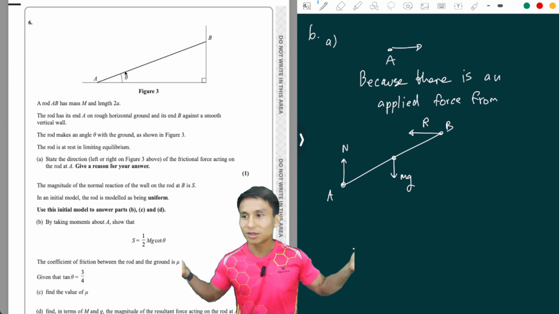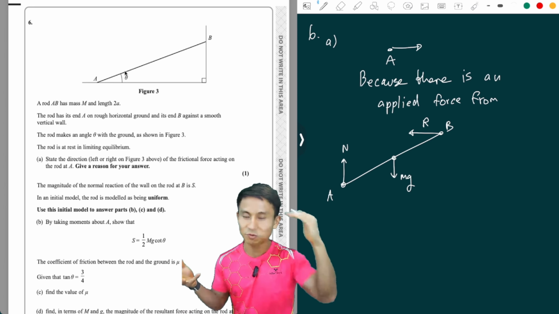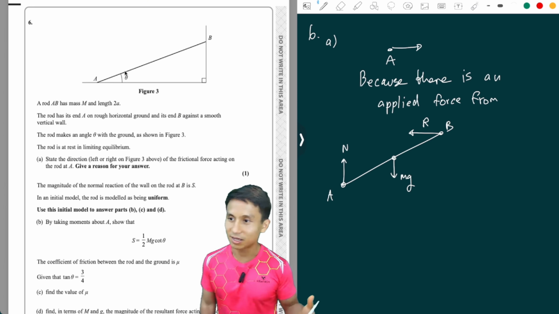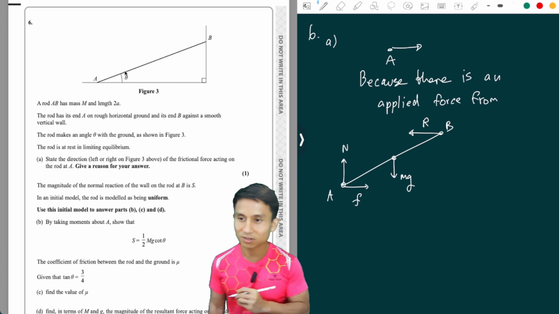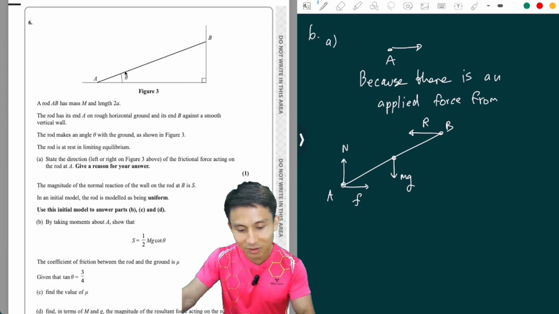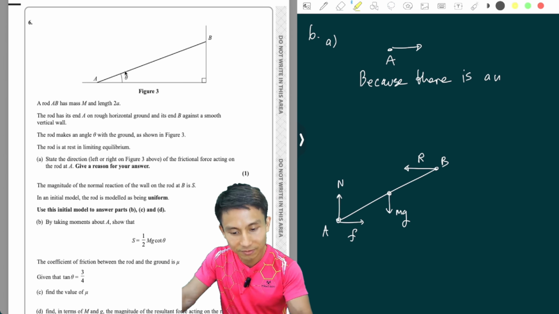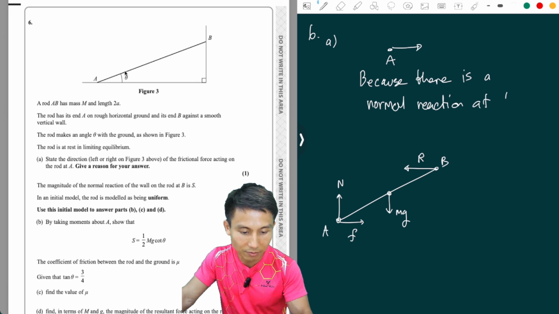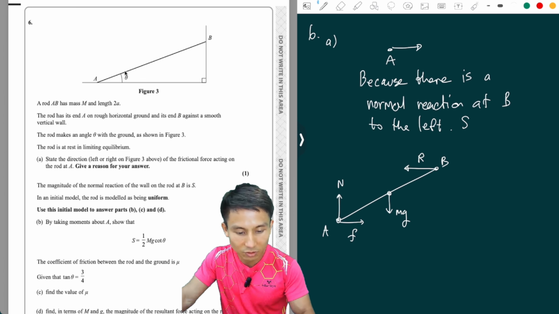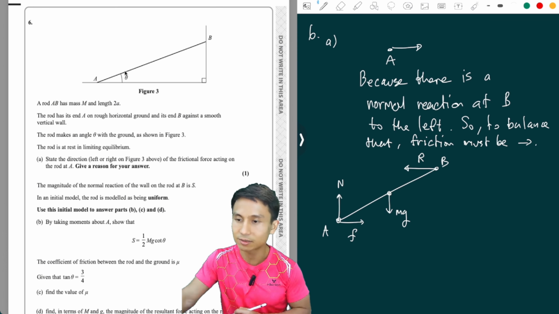So you see, it is not possible to hold this shape because there is a leftward reaction force at B. So to balance that, you need a friction to go against that, right? So we can say that there is a normal reaction at B to the left, right? So to balance that, friction must be to the right. That's it. That's part A, yeah.